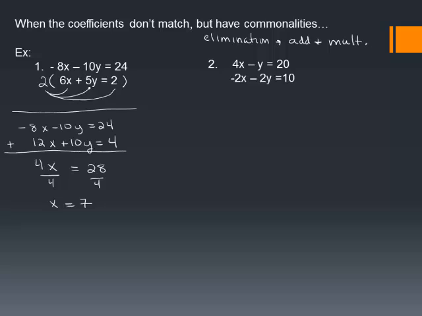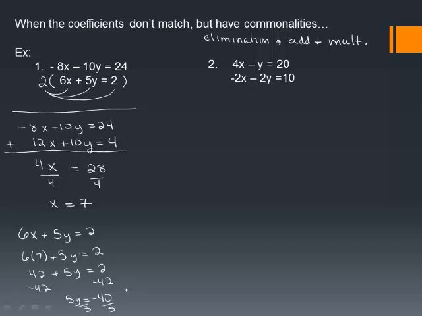Then I come back to one of my two original equations, and I need to solve for y. I'm going to go ahead and use the bottom one just because everything's positive and really it doesn't make a difference. So I'll have 6 times 7 plus 5 times y is equal to 2. So 42 plus 5y is equal to 2. Subtract 42 from both sides. And I have 5y is equal to negative 40. Dividing by 5 gives me that y is equal to negative 8. So my solution to this system is going to be the point 7, negative 8.